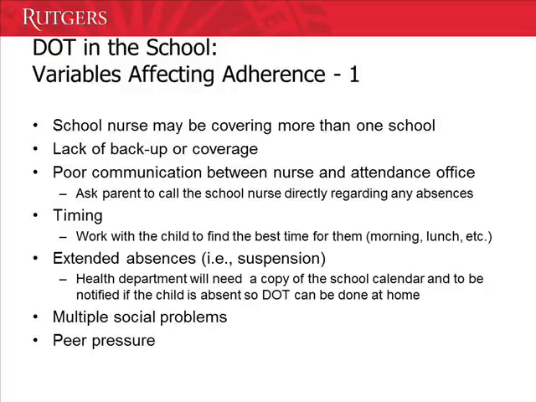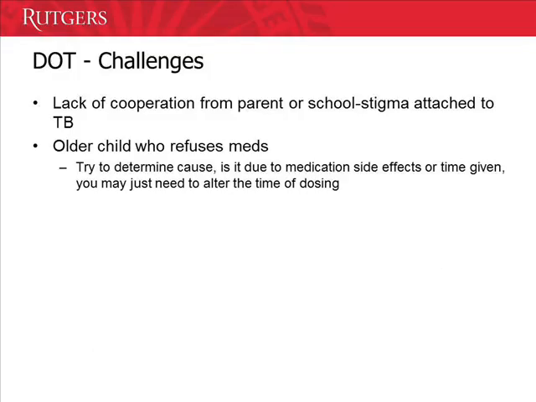Other things that can affect the DOT could be multiple social problems in the home or just peer pressure. That's very important in adolescents; peer pressure can be an issue with adherence. Some of the DOT challenges could be a lack of cooperation from the parent or the school, mainly because of the stigma attached to tuberculosis. You may have an older child who may be refusing the meds. You need to identify why they are refusing the meds. Is it that they're having side effects on the medication, or, as I said earlier, could it just be the timing of when the medication is being given? So you really have to address that.